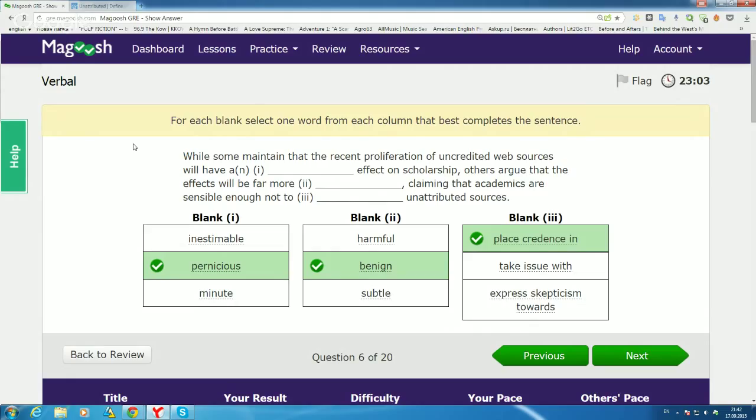So we have to find something that means believe. What does place credence in mean? To place credence in. You have to use the preposition. It means to believe. Yeah, it does.